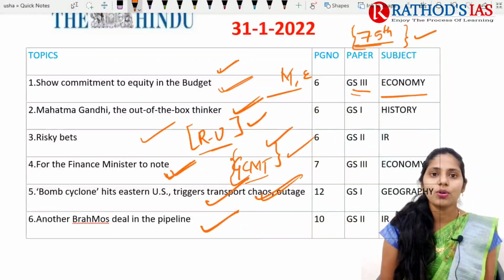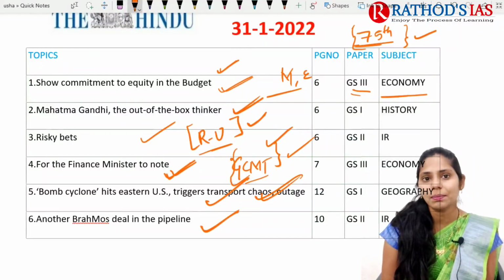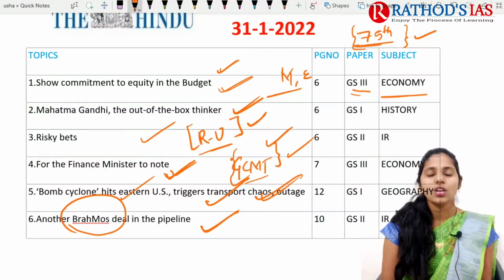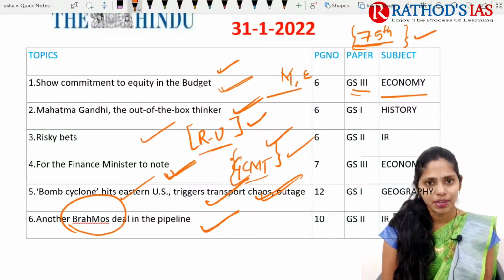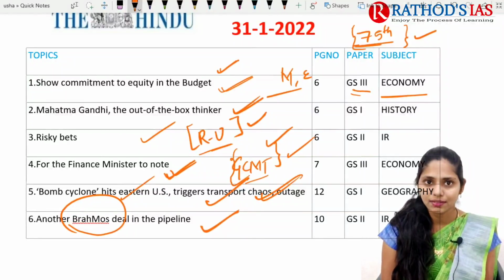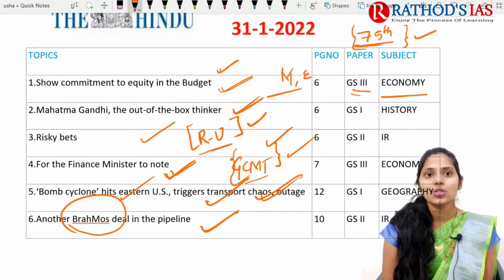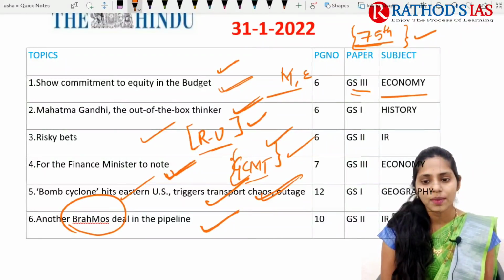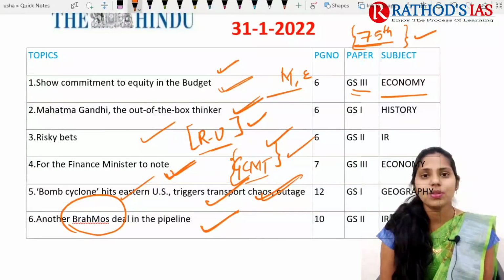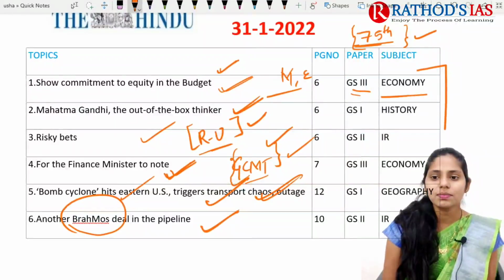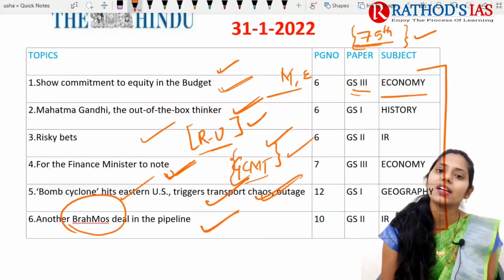And next topic it is about another BrahMos deal in the pipeline. So this article is mainly talking about the BrahMos missile. Already we discussed this agreement between India and Philippines regarding the BrahMos missile, right? So please do revise that topic. And this topic is important from your international relations point of view, which mainly comes under GS paper 2. So these are some of the topics, now we are going to have our discussion.